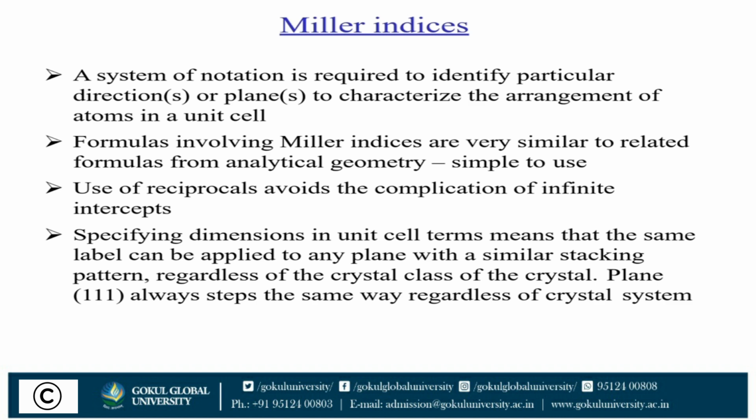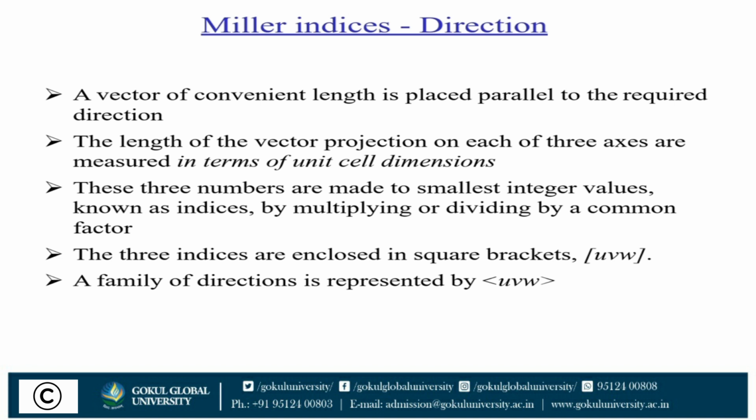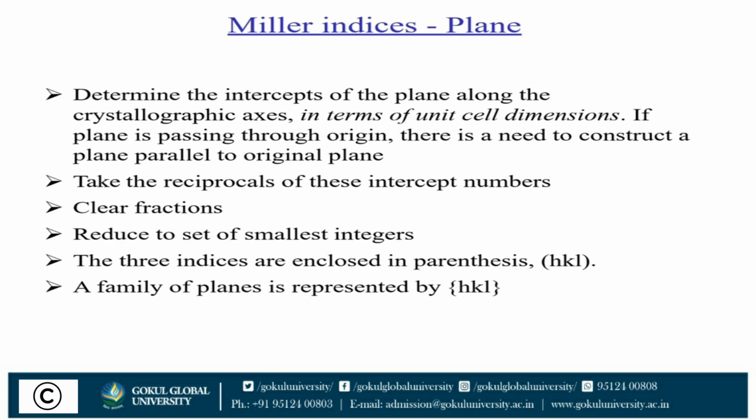The plane is always 111 step to the same, regardless of the crystal system. Miller indices direction may be defined in x, y and z. A vector of coordinate length is placed parallel to the required direction. The lengths of the vector projection on each of the three axes are measured in terms of unit cell dimensions. These three numbers are made to the smallest integer values, known as indices, by multiplying or dividing by a common factor. The three indices are enclosed as u, v and w. That means you have to take x, y or z.